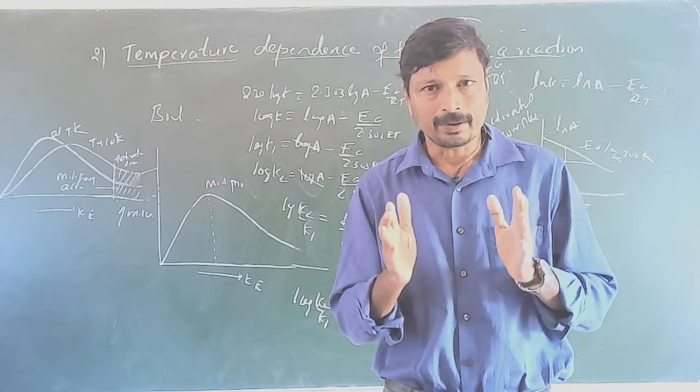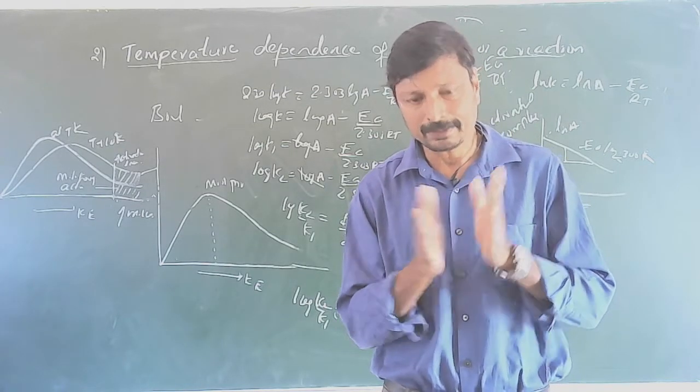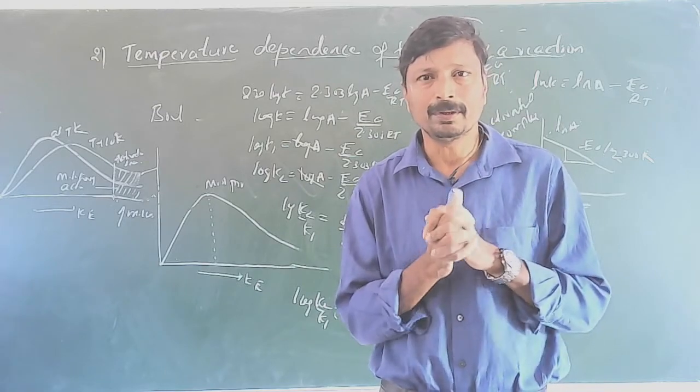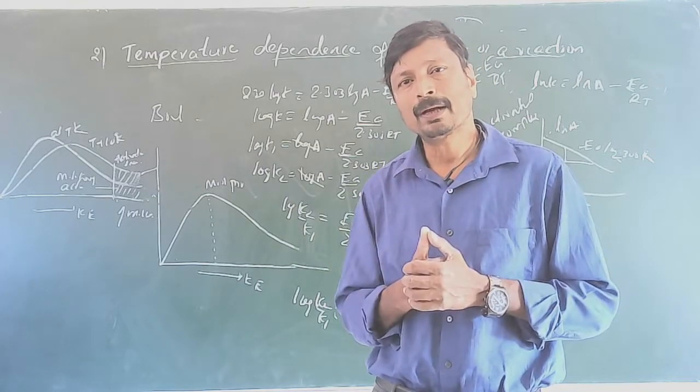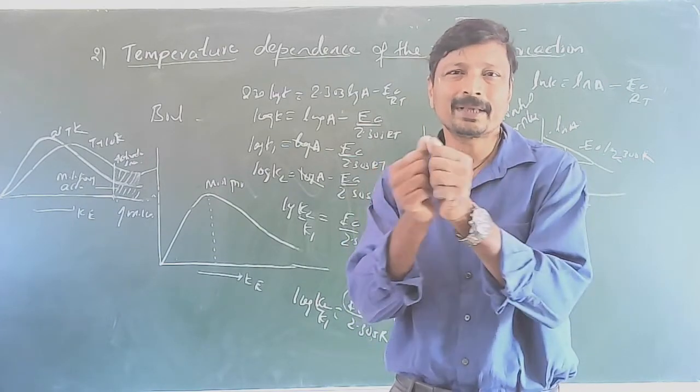According to Arrhenius, I will repeat one more time. According to Arrhenius, how does the reaction take place? The collision between the reacting molecules. Once the reacting molecules collide, they form the activated complex. But all collisions do not lead to the activated complex.